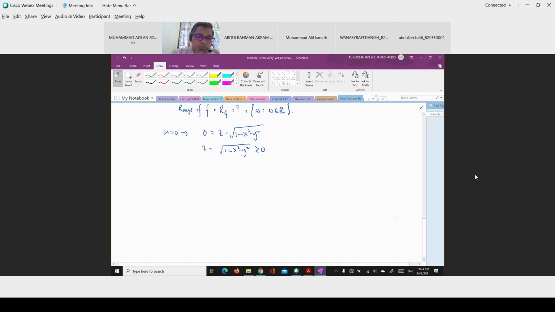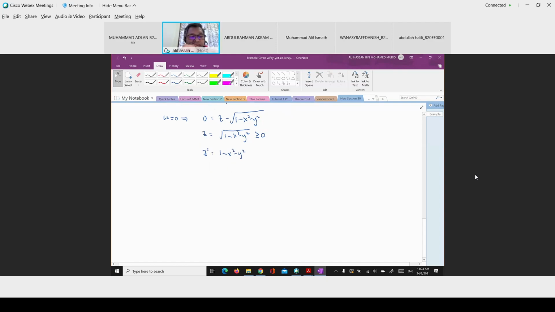What happens? Suppose we square both sides. Then we get z squared equal to 1 minus x squared minus y squared. And when x is 0, what happens? When x is 0, this is the, what do we call it? The zy trace, right? The zy trace. Then we get z squared equal to 1 minus x squared.